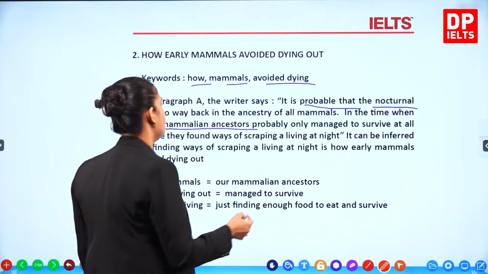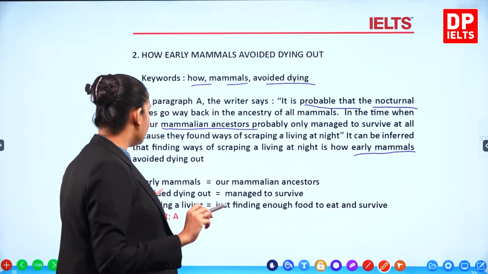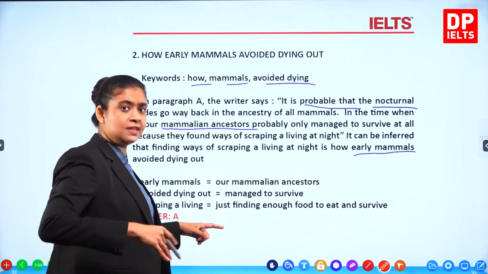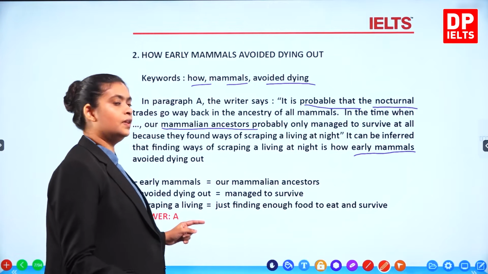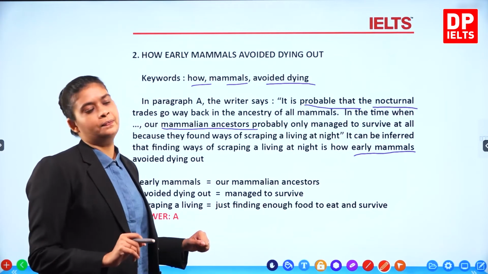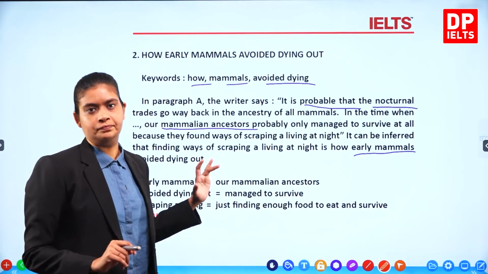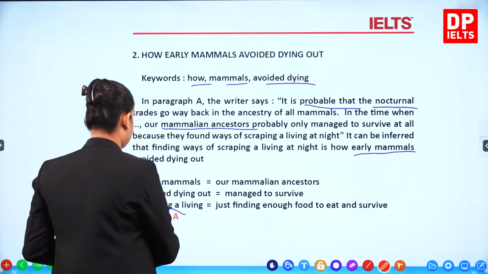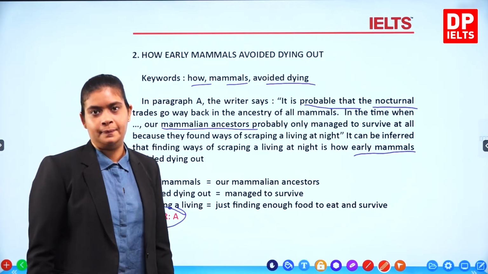It can be inferred that finding ways of scraping a living at night is how early mammals avoided dying out. So, early mammals are obviously the mammalian ancestors, avoided dying out. That means they managed to survive. Scraping a living means they found just enough food to eat and survive, right? So, this is the part where your answer is. So, you can see that the answer is A, right?